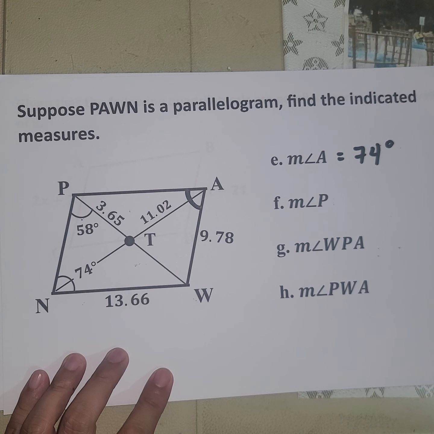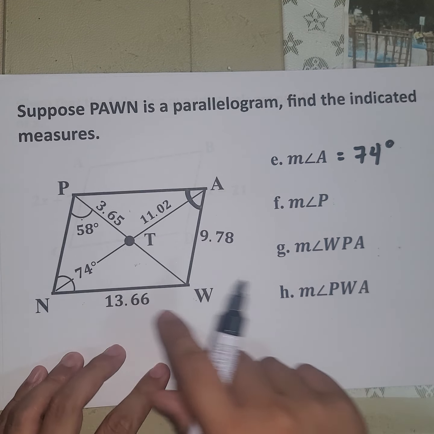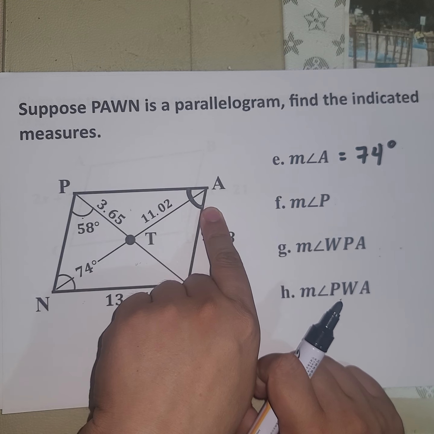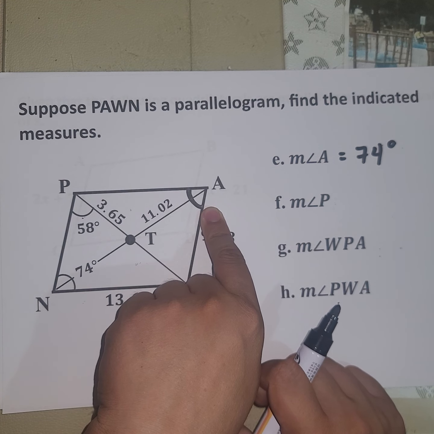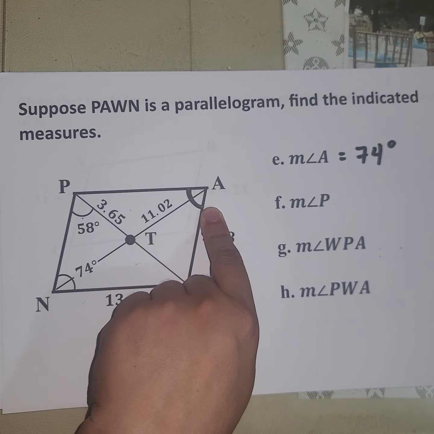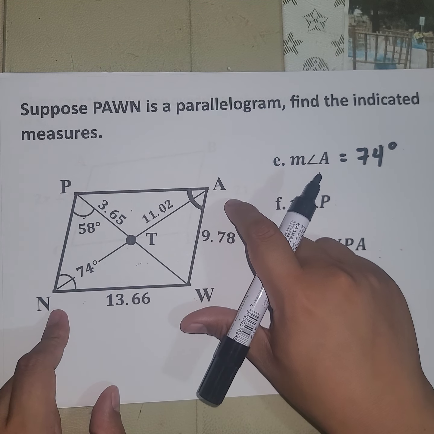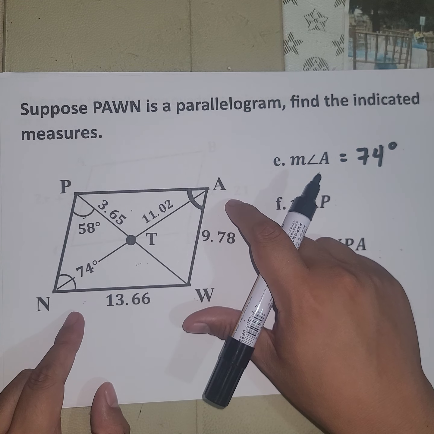So, bakit siya 74 degrees? Because the measure of angle N, that is 74 degrees, is congruent to the measure of angle A. So, by theorem number 3, sorry kanina, theorem number 2 is that opposite sides are congruent. The opposite angles are congruent, that is theorem number 3.